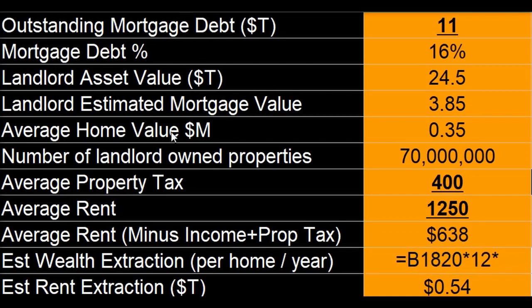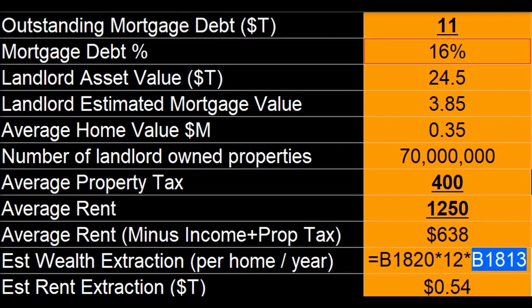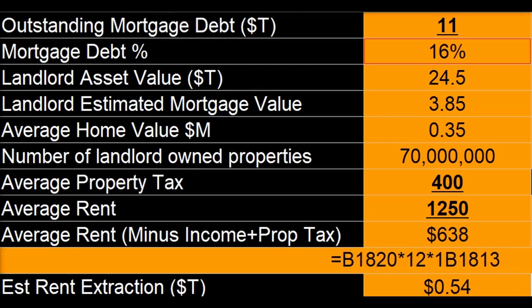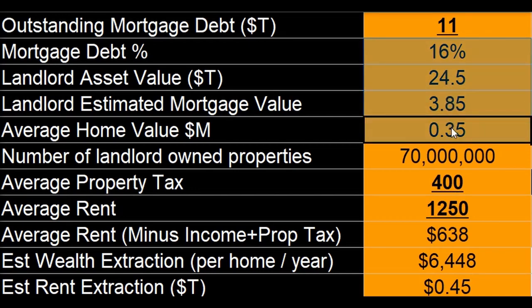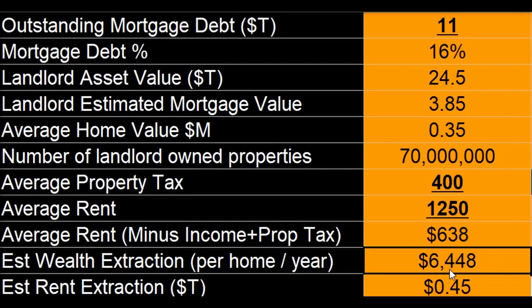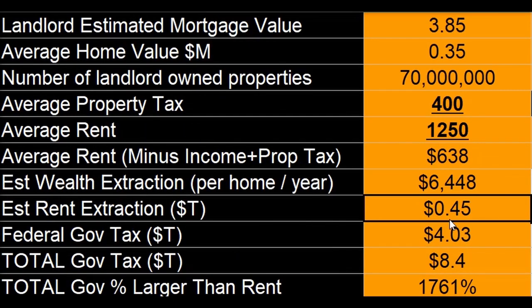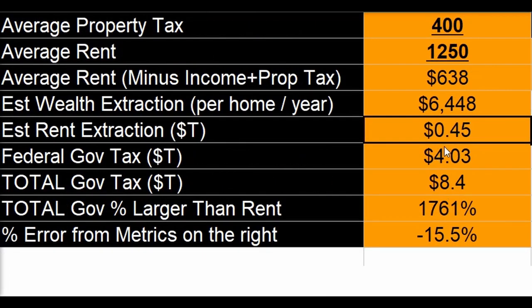Let me add that. This will actually change the output numbers here. So yeah, this is factoring in the mortgages. I think that makes sense, right? So this is your estimated rent extraction. This is $450 billion a year gets taken from people through rent.